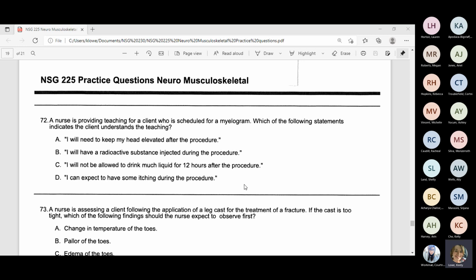Nurse is providing teaching for a client who's scheduled for a myelogram. Which of the following statements indicates the nurse understands the teaching? Do you know what a myelogram is? It is actually assessing the muscle. And so with this one, it says, A, I will need to keep my head elevated after the procedure.